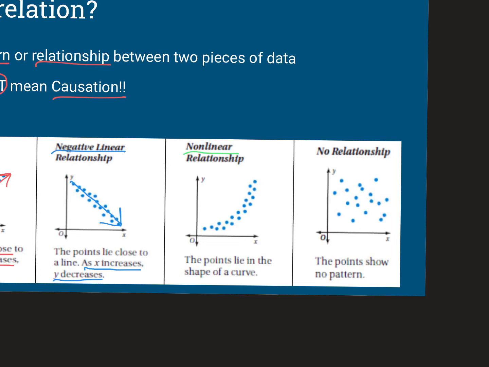Finally, we could have no relationship. So you'll notice here in this no relationship, the points show no pattern. Knowing what my x value is does nothing to tell me anything about my y value. There's no pattern here. The dots are sort of everywhere.